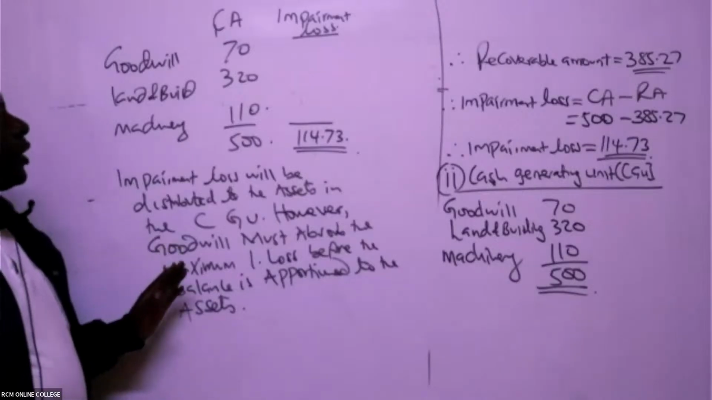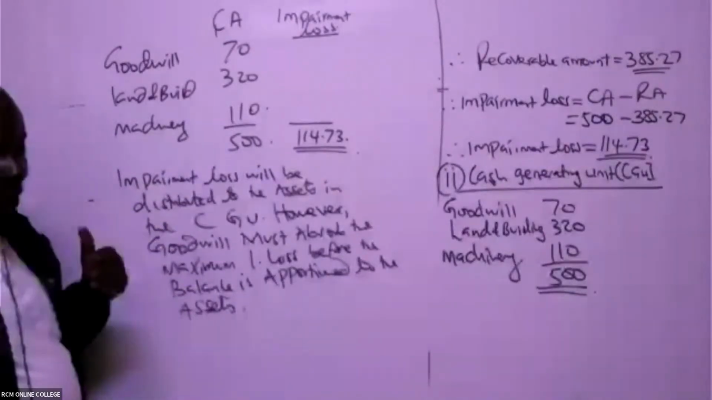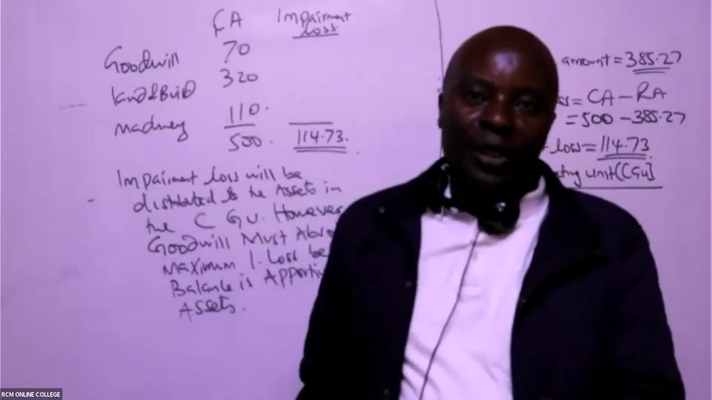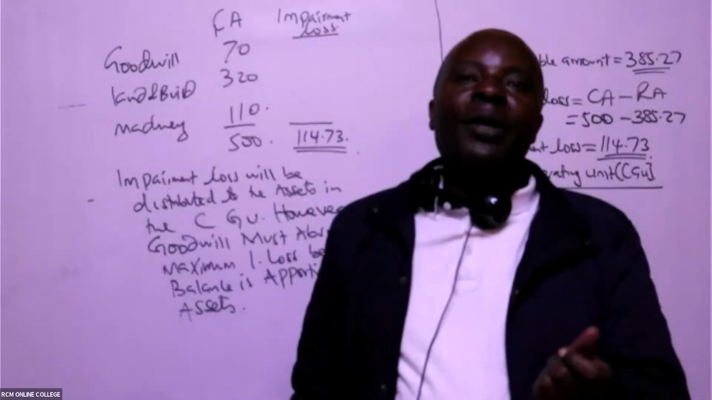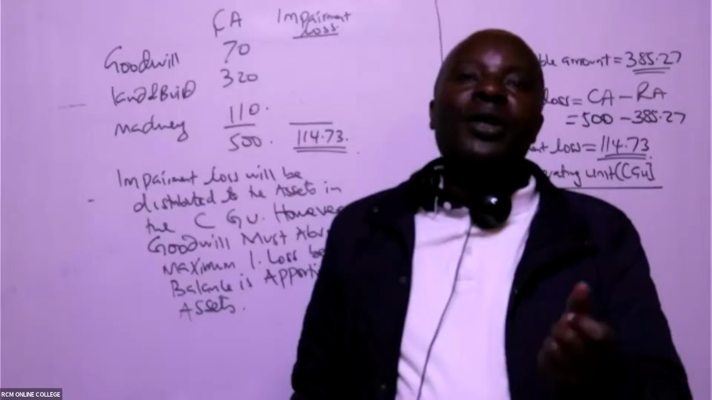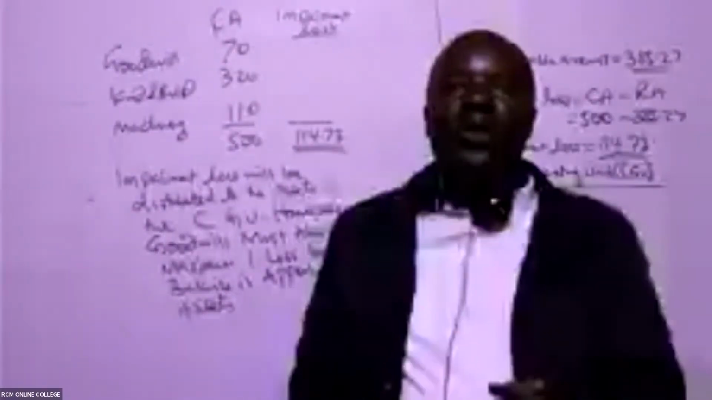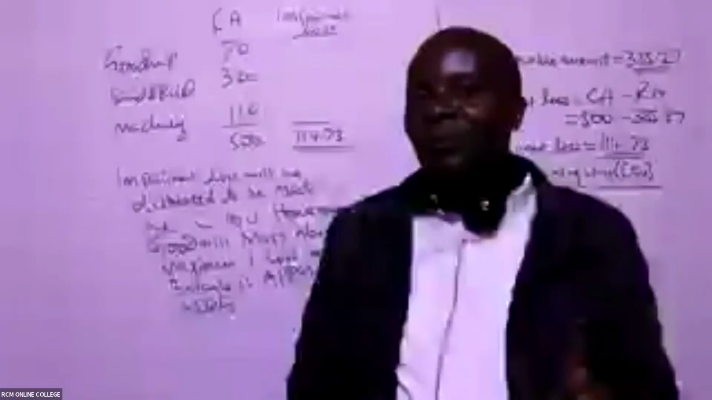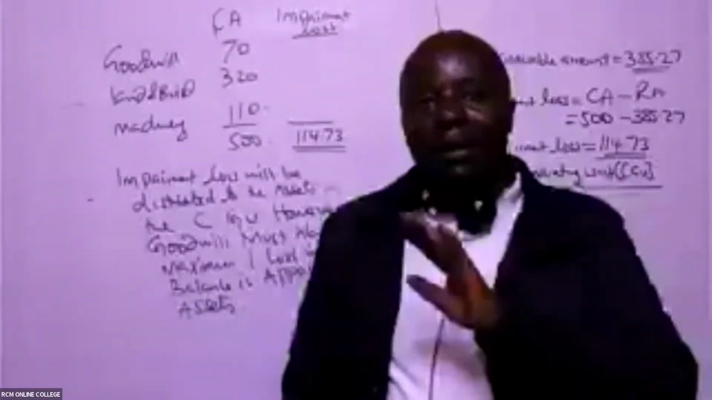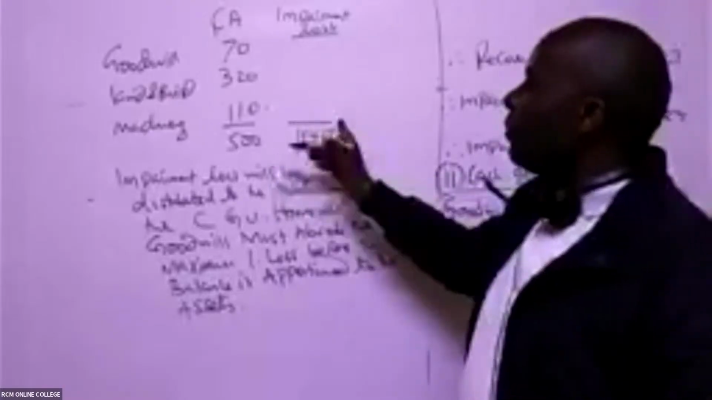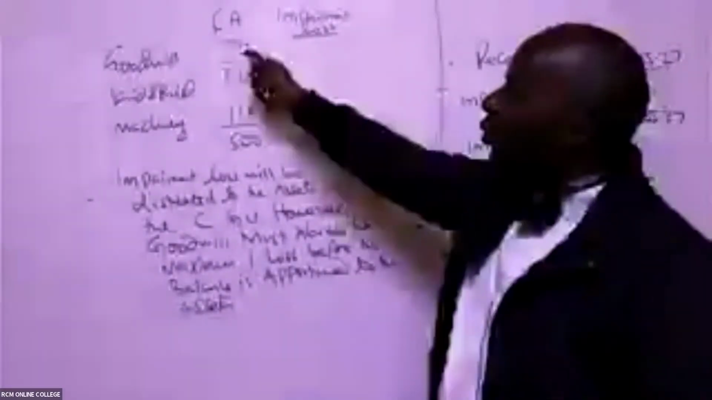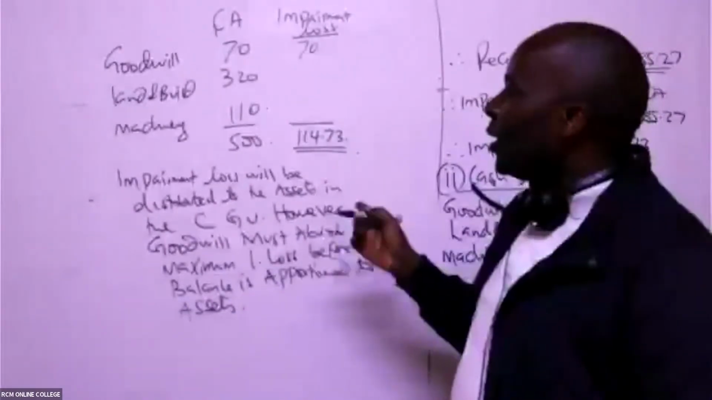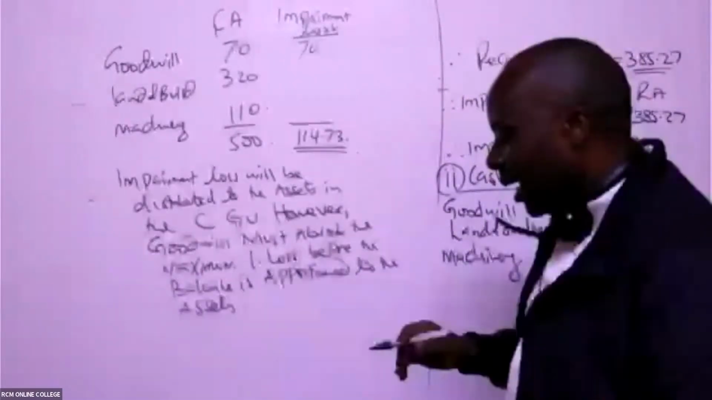So before you do anything, ladies and gentlemen, ensure that there is no way you will tell us that you are impaired, and then you tell us that you still have some goodwill. The moment you are impaired, your goodwill should be extinguished. So in the hierarchy of distributing impairment loss, the very first asset to suffer is goodwill. So like now here, fortunately, we can see this 114.73 loss covers this goodwill. So goodwill takes up how much here, somebody? 70. Goodwill takes 70.